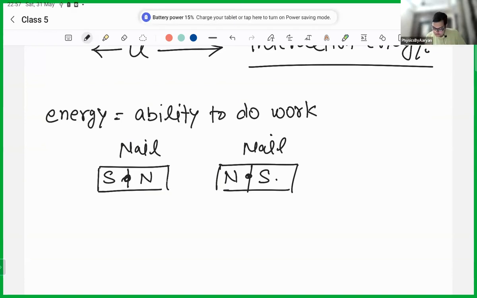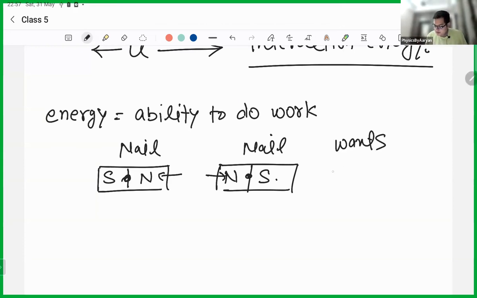Now what is happening? This north is repelling that one and that north is repelling this one. Both are repelling each other. It means both want to fly away. But they are not able to fly away because I'm holding them. But let's say I stop holding them. They will fly away. It means before, while I was holding them, they had an ability to fly away. They had an ability to do work. Because I was holding them, they were not flying away.